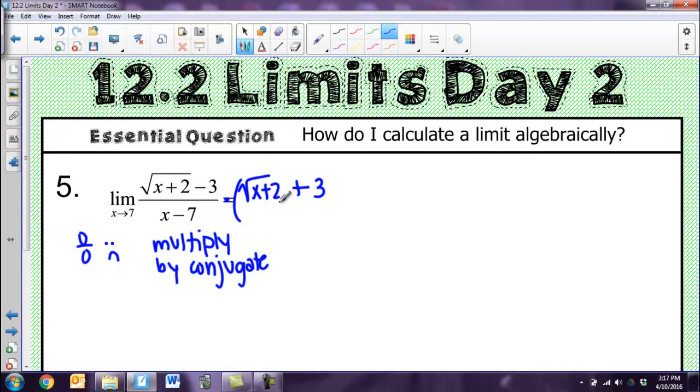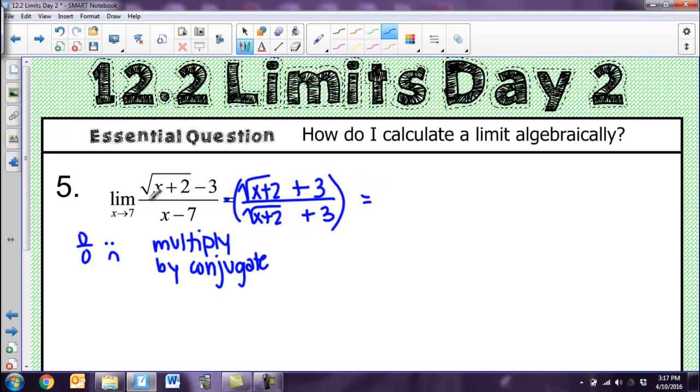and whatever I do on the top I have to do on the bottom. And what this is going to do is cancel out the square root in the top, but it's also not going to leave me with the square root there, so I can hopefully do something with it. So it's just that a squared minus b squared business.